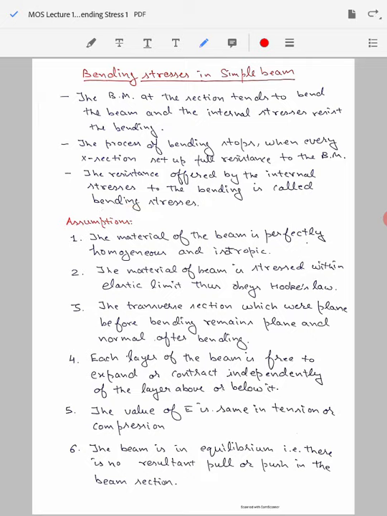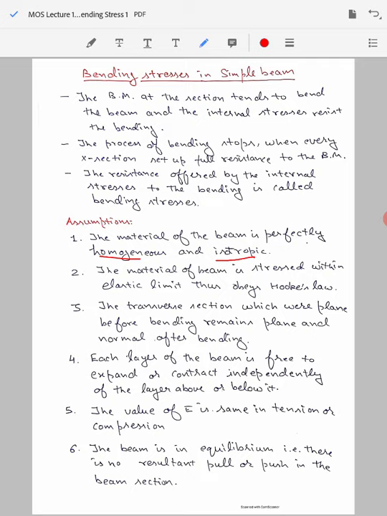Now before deriving the relation between bending moment and bending stress, we need to first understand the assumptions that we are going to involve in this derivation. So the first assumption is that the material of the beam is perfectly homogeneous and isotropic. What does it mean? That the material throughout the beam, along the length and along its other transverse dimensions, is completely homogeneous. It has the same density and material properties.